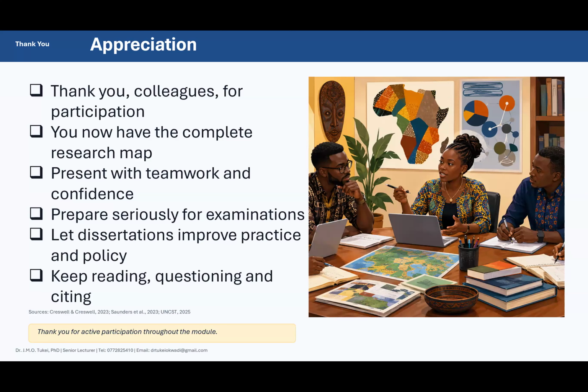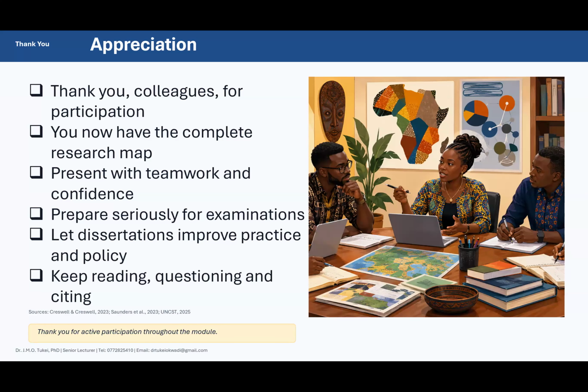Colleagues, thank you for your active participation throughout this module. You now have a complete map from research idea to a proposal, from a proposal to field work and analysis, and from a dissertation to a publication and dissemination. Colleagues, this may appear something very small, but I appreciate you.